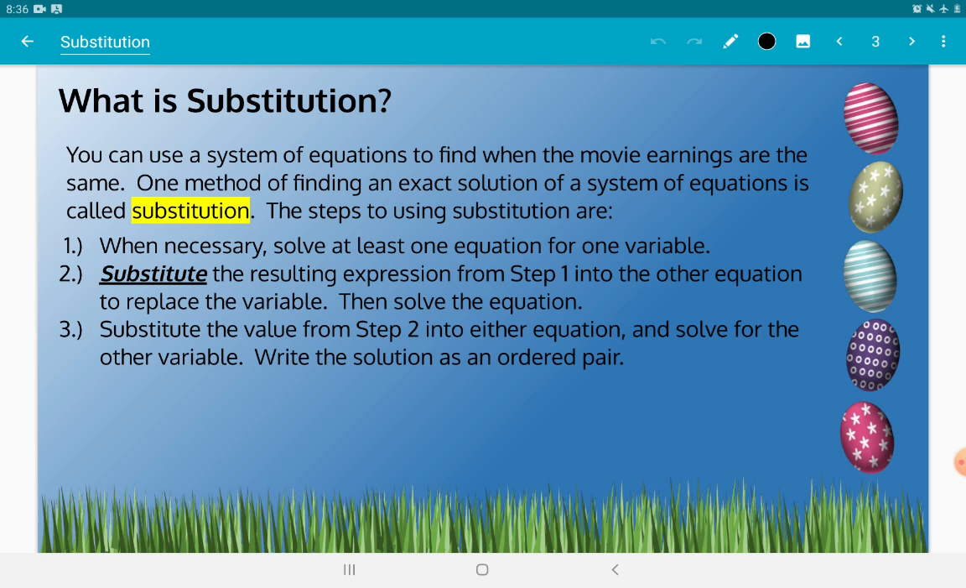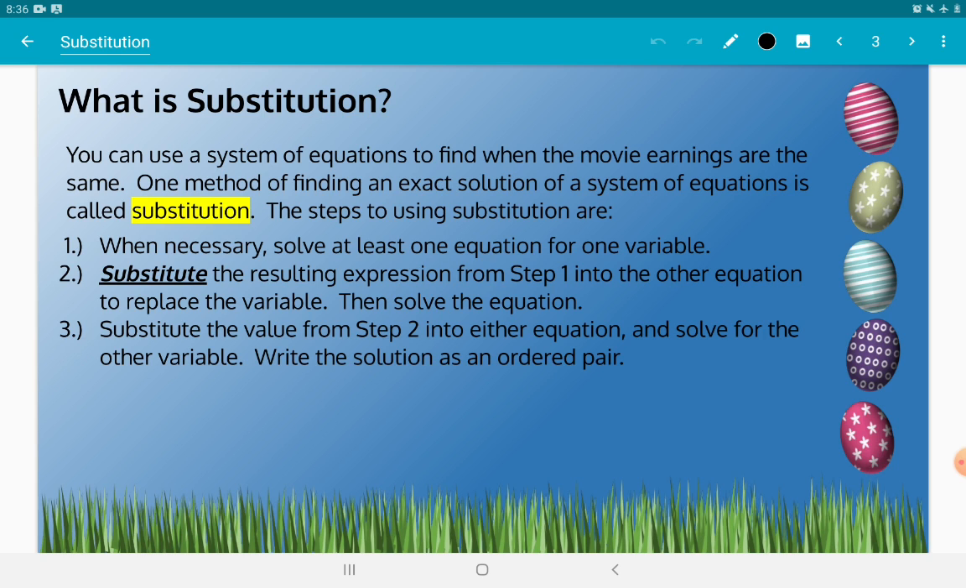When necessary, you're going to solve at least one equation for one variable. So your first goal anytime you're substituting is to get one variable isolated by itself. The second step is to substitute the resulting expression from step 1 into the second equation to replace the variable and then solve. And the third step is to substitute the value from step 2 into either equation.